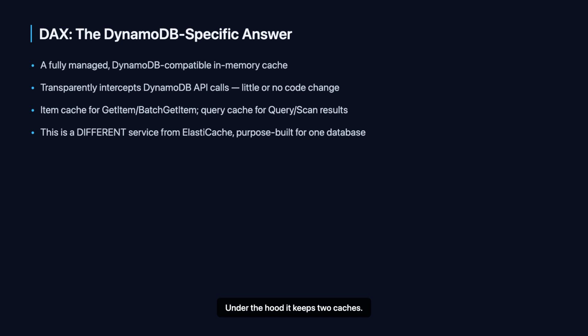Under the hood, it keeps two caches. An item cache handles direct lookups by primary key, and a query cache stores the result sets from queries and scans.